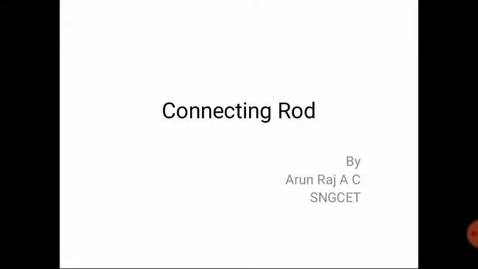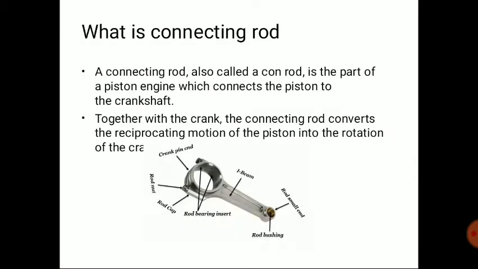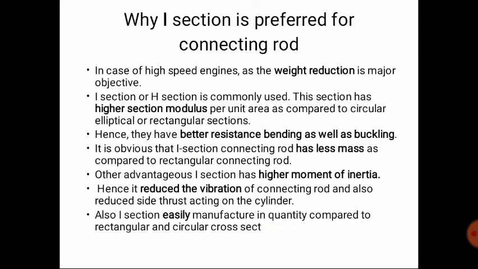Today we are going to discuss a topic on connecting rod. So the main contents are what is a connecting rod, why I section is preferred for connecting rod, and problem and explanation. A connecting rod is also called a con rod. It's a part of a piston engine which connects the piston to the crankshaft, and it converts the reciprocating motion of the piston to the rotary motion of the crank, the rotation of the crank.